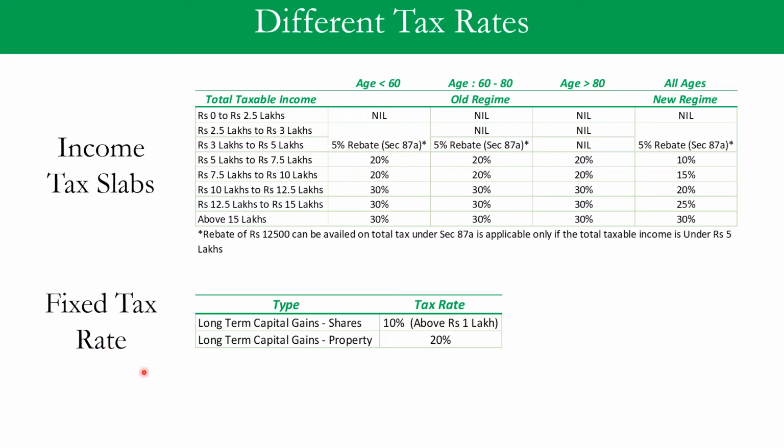you can also see the example of capital gains where the tax rate is fixed. Let's say you have capital gains on your property sale, then the tax rate is 20%. If it is on shares, then it is 10% with an exemption of profits up to rupees 1 lakh. Now that we understand the basic flow of taxation in India, right from earning money till we pay tax, as well as different tax rates that are applicable, let's have a look with an example.